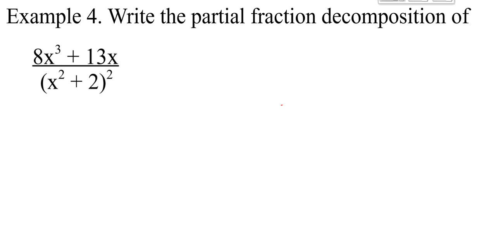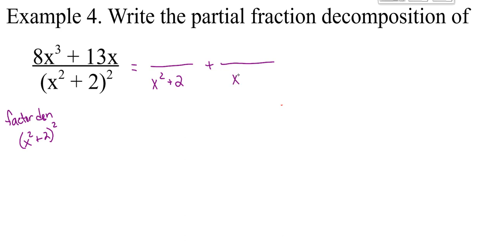And so for this one, our first job is to factor the denominator. And what do you notice? Well, it's x squared plus 2 in parentheses squared. Well, x squared plus 2 is quadratic, but it's irreducible. But it's also squared. So when we write our partial fraction decomposition, we have to have an x squared plus 2 to the first power, and then we have to have another denominator that's x squared plus 2 in parentheses to the second power.